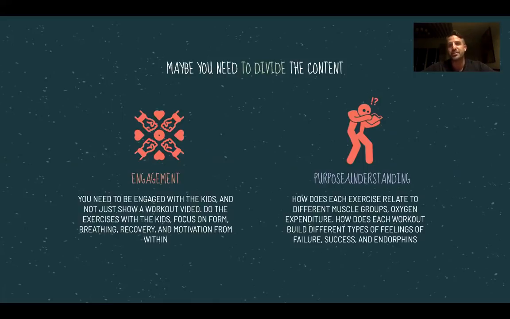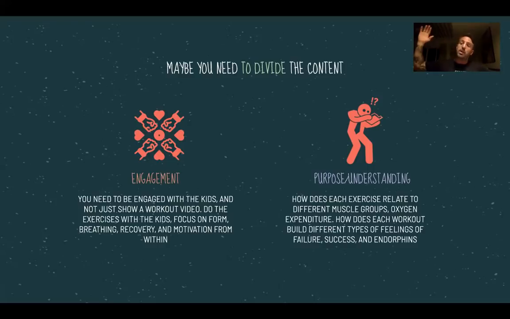Or P90X, whatever you are familiar with. And you're also going to coach them through the movements. You want them to focus on the correct form, making sure they're breathing correctly, focus on the importance of warm-up and recovery together, and just find that motivation within, okay?